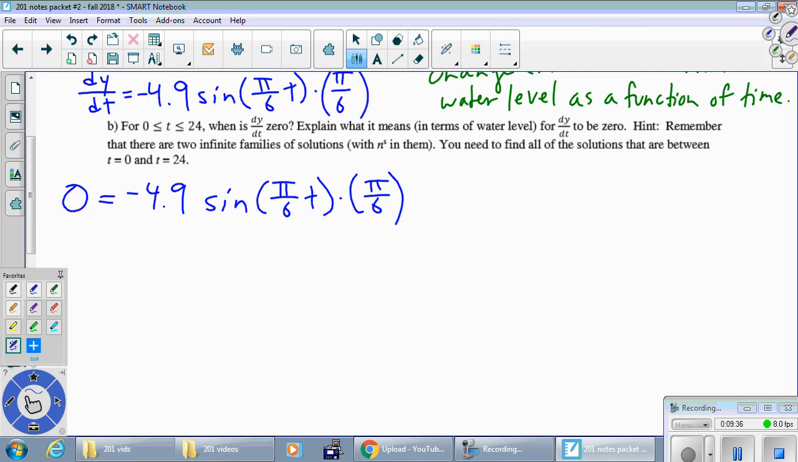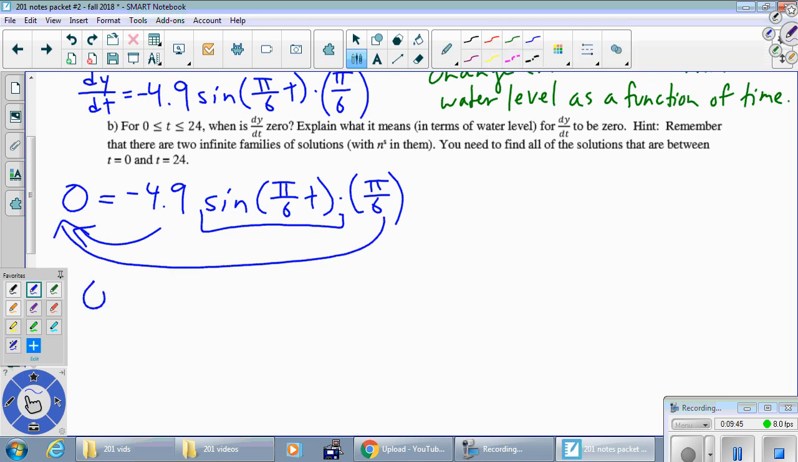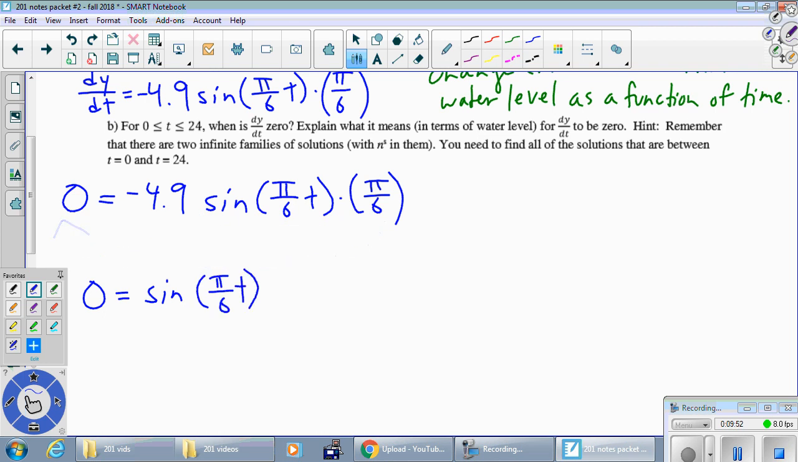As usual, the first step is to get the trig function part by itself. So we'll divide by negative 4.9 and also divide by pi over 6. But the nice thing is the 0 doesn't care about any of that. And so we just get 0 equals the sine of pi over 6 t.